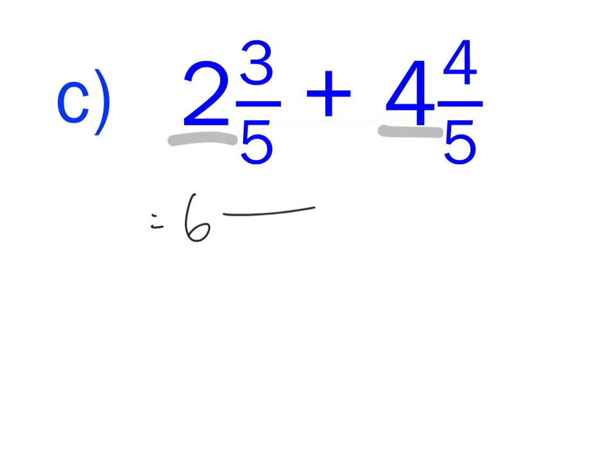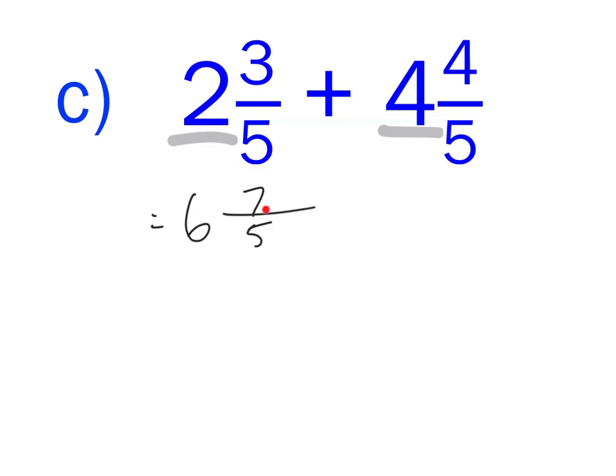And then we can add the fractions. So we got 3 plus 4 is 7. So it's 6 and 7 over 5. So the problem is we don't want 7 over 5 because it's an improper fraction. So we're going to make an extra whole from this. So it's going to make one extra whole.